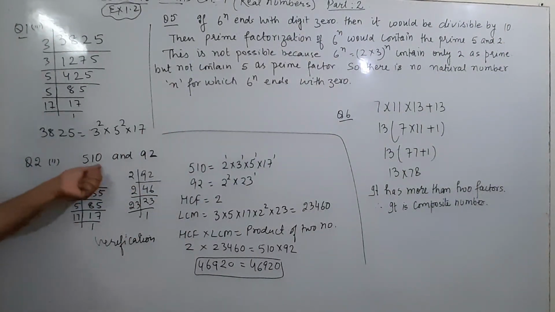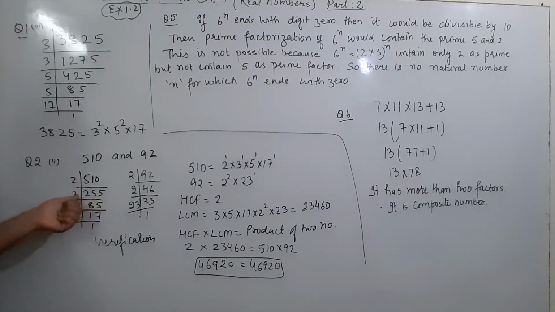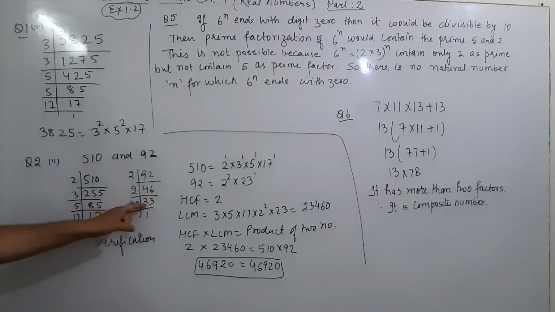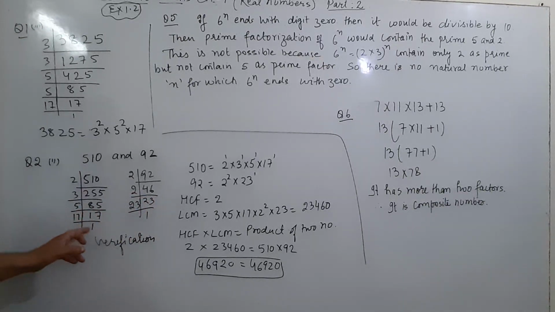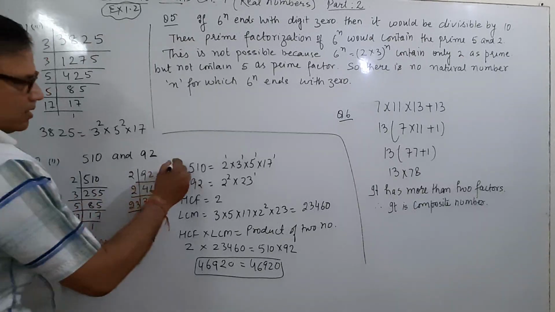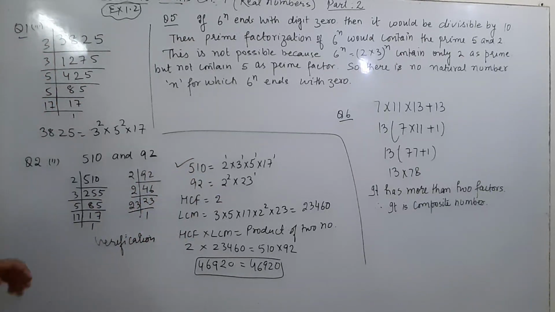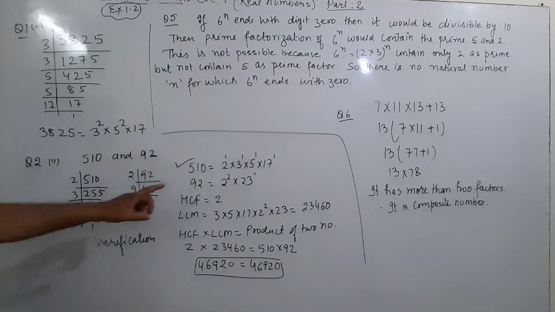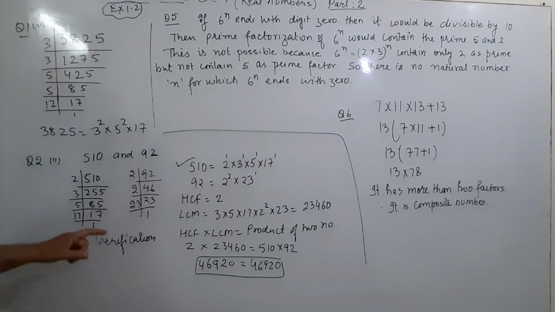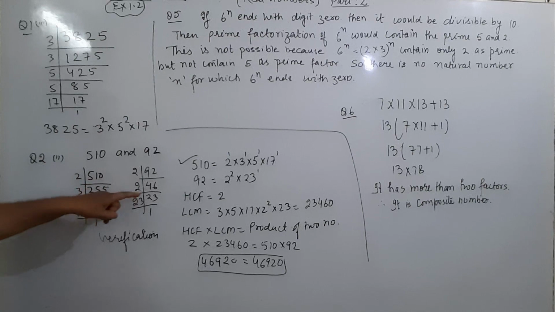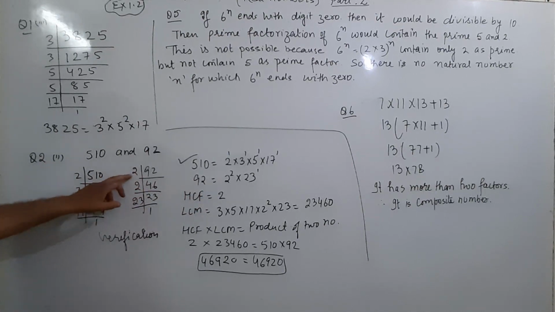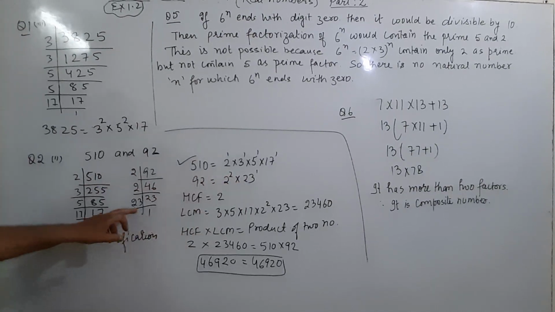Here are the factors of 510: 2 into 255, 3 into 85, 5 into 17. And 92: 2 into 46, 2 into 23. These are the factors. We have written the factors of 510: 2 into 3 into 5 into 17. And 92 is 2 into 2 into 23. 2 into 2 means 2 power 2, so 2 power 2 into 23.